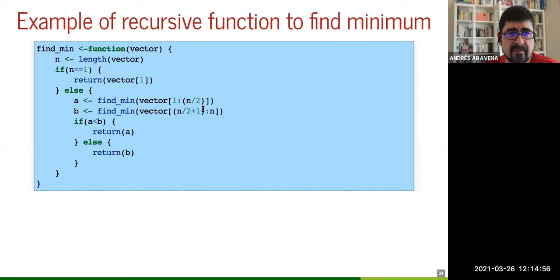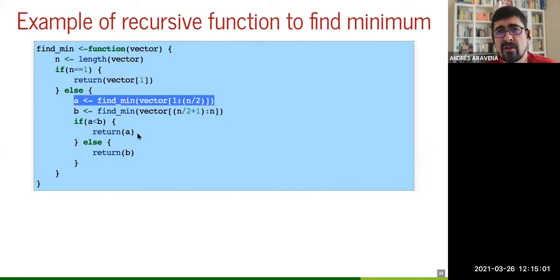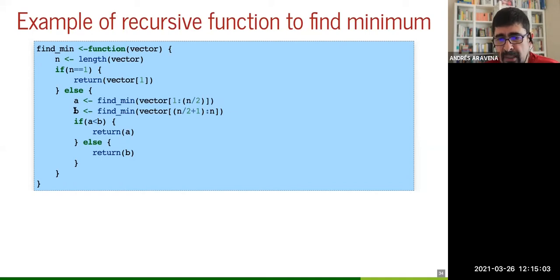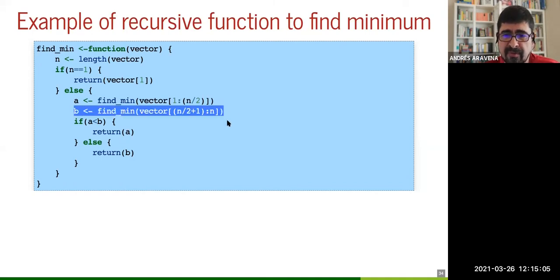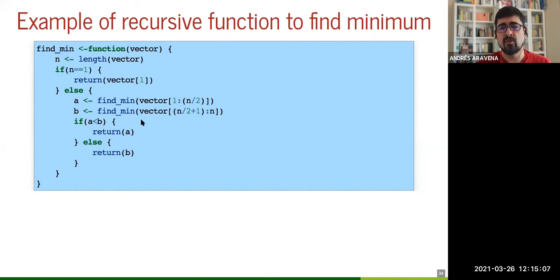Okay? So A will be the minimum of the first half, the smallest of the first half. B will be the smallest of the second half. And then you only have to compare these two ones. If A is smaller than B, you know that the smallest is A, otherwise it's B. This is a strategy that works in many problems, divide and conquer.